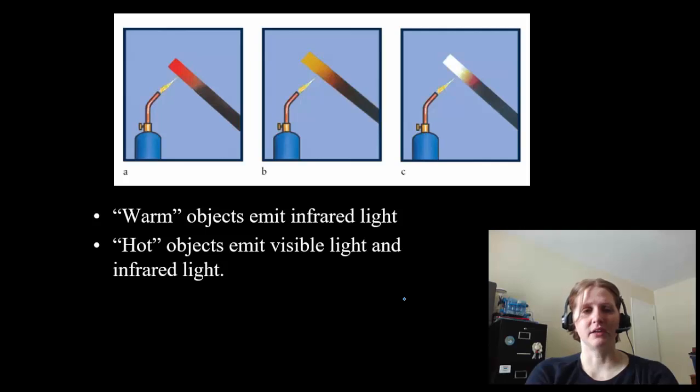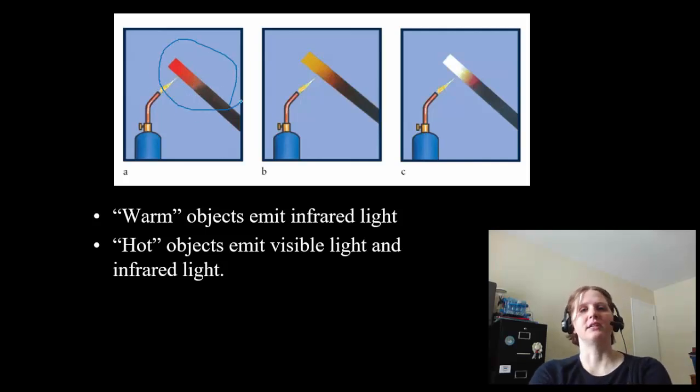So I consider myself warm. All the things in my room are warm. So everything in here is glowing in infrared light. Your desk is glowing in the infrared light, you're glowing in the infrared light. If you heat up an object, especially metal is nice and easy, it'll start to glow in the visible light. It's also going to be giving off more infrared light, but now also visible.